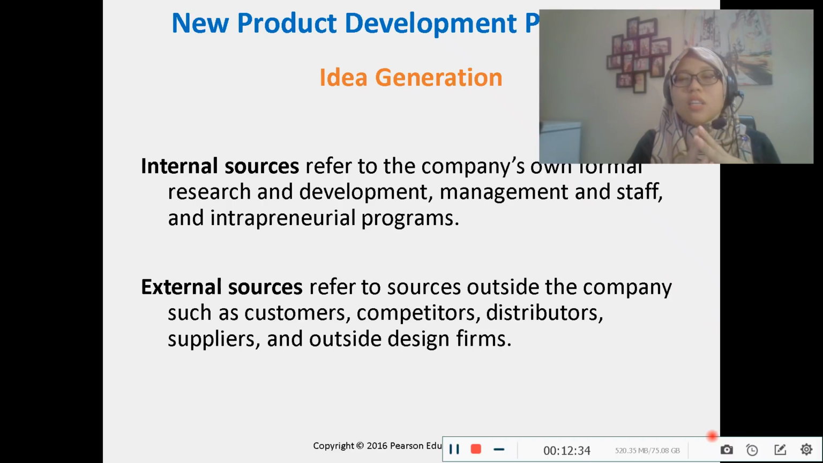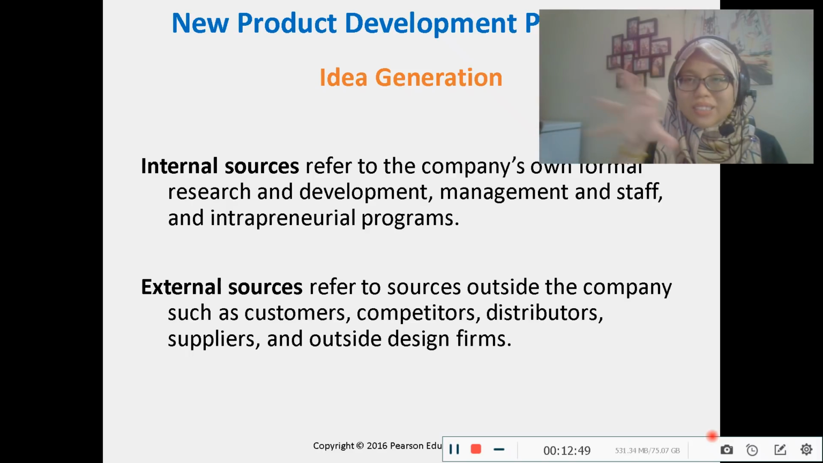saya juga nak address di sini. Supplier juga adalah salah satu parti yang penting untuk awak generate idea, because they are the ones who know the market trends. So they need to know the market trends because they want to find their own customers. What are the most popular trends now? What are the most popular technologies now? So they need to give you some advice.